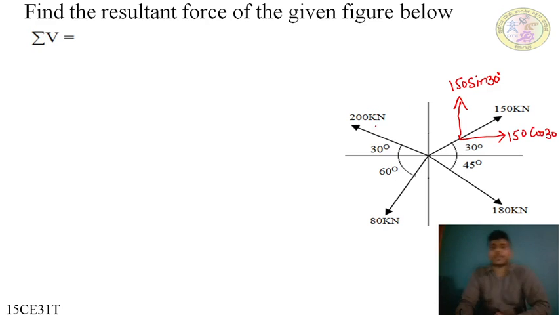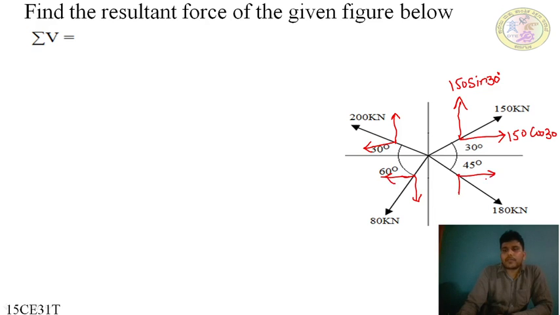Let's calculate the vertical components first. Every force can be resolved in this manner into perpendicular horizontal and vertical components, as we have learnt in the resolving of forces. Sigma V will be the sum of vertical forces, where vertical components belong to vertical and horizontal components belong to horizontal. Next, 150 sin 30.